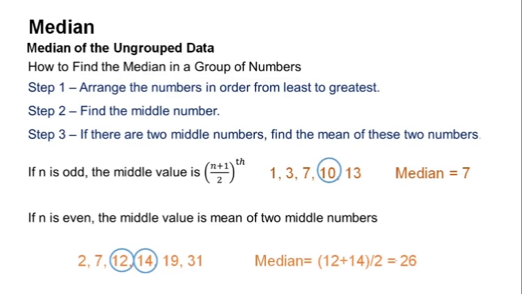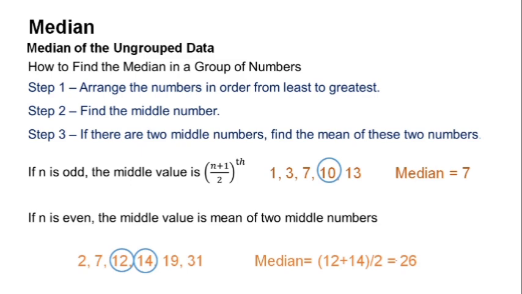Let's see this with an example. First, the median for ungrouped data. How to find the median in a group of numbers, we will see. The first step is to arrange the numbers in order from least to greatest. Remember one thing here: first you have to arrange the values in order. If you don't arrange these values in order, you will not get the median. First arrange the values in order, then find the middle number.